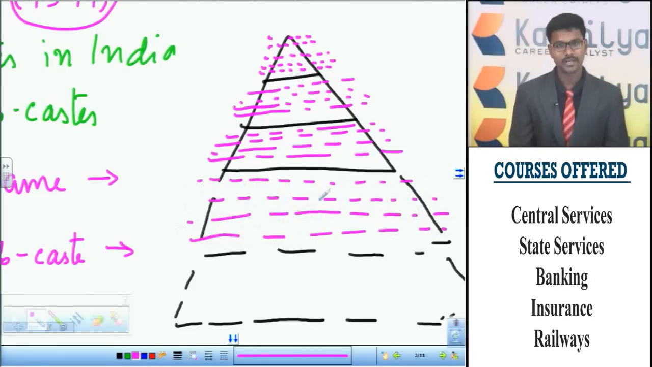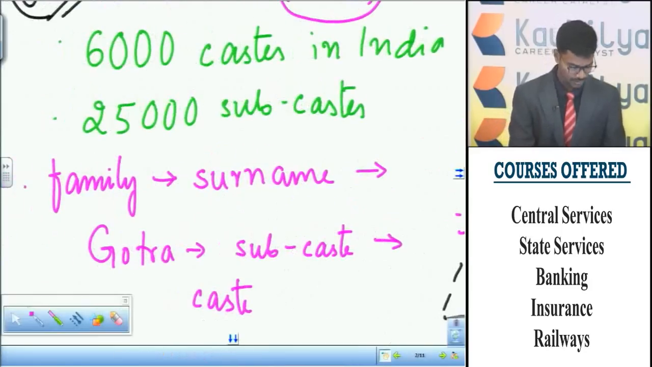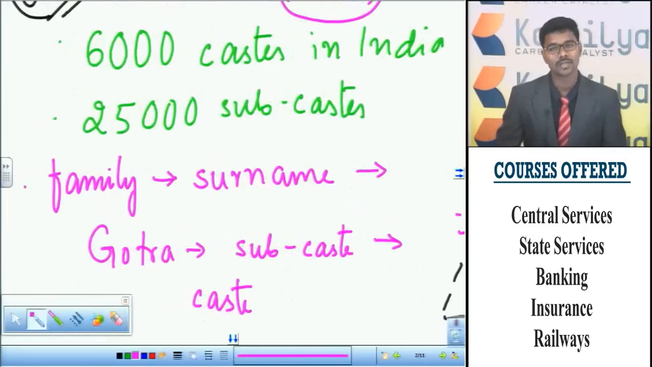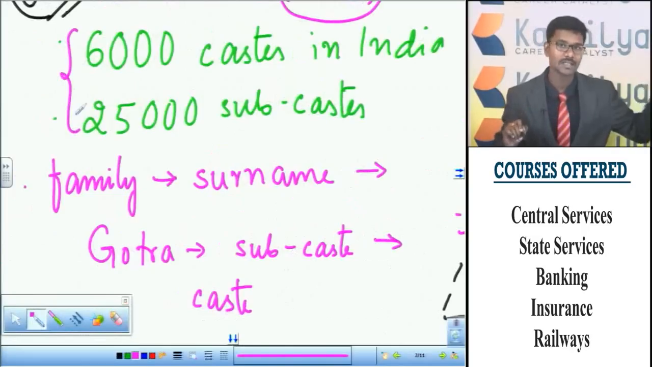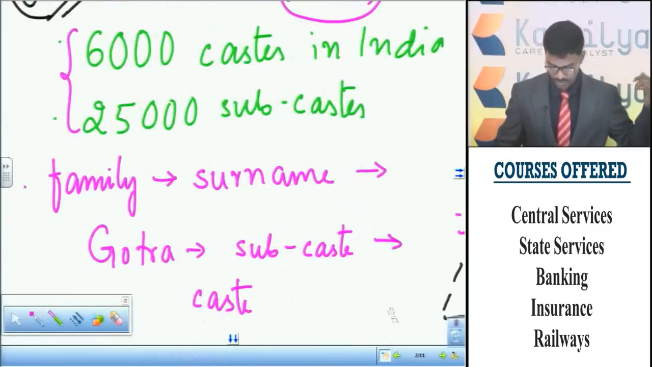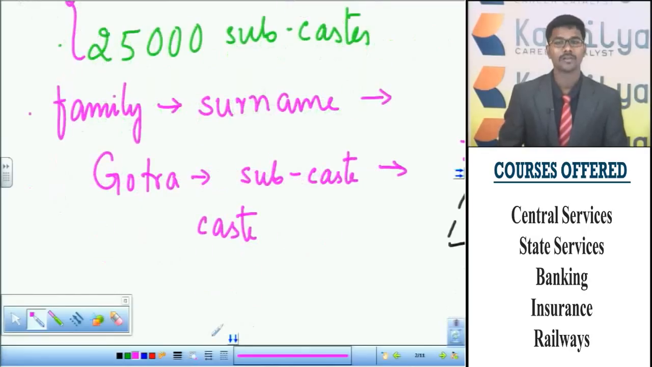Obviously, you might know from this picture that the number of castes is less than the number of subcastes. Our sociologists say that there are around 6,000 castes in India, and around 25,000 subcastes among these 6,000 castes. The numbers are not quite important; I am just giving you an introduction about the terms caste and subcaste. Now I will talk about family, surname, gotra, subcaste and caste.